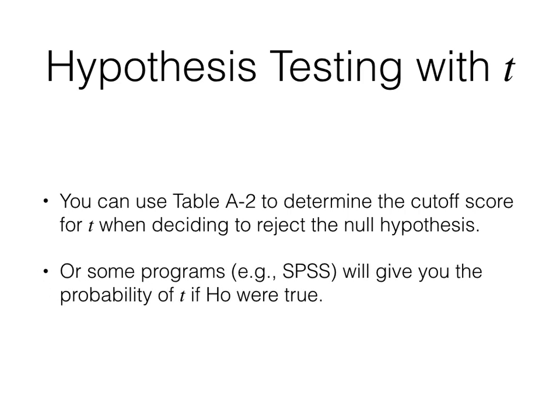Now, you can also use programs like SPSS that will give you the probability of t if the null hypothesis is true. So you can get the exact values of that when you normally do a t-test, for instance, in SPSS. But for now, since we're doing this by hand, you'll need to use table A2 to determine this cutoff.